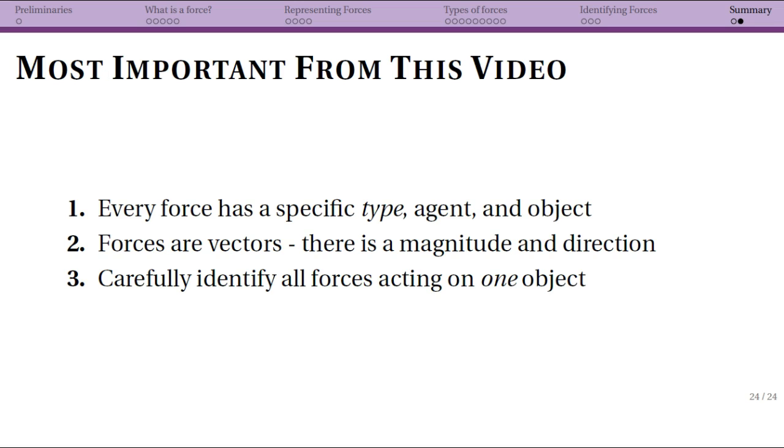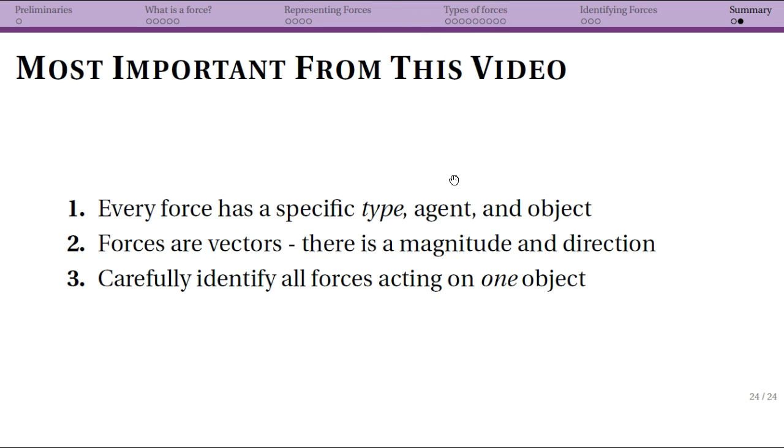So finally, most important from this video, every force has a specific type where, again, you can think about that as gravitational force, friction force, a push, a pull, well, usually tension, spring force, things like that. And I point this out because later when we talk about Newton's third law, we need to think about this very explicitly. So this is really important. So every type of force is identifiable.